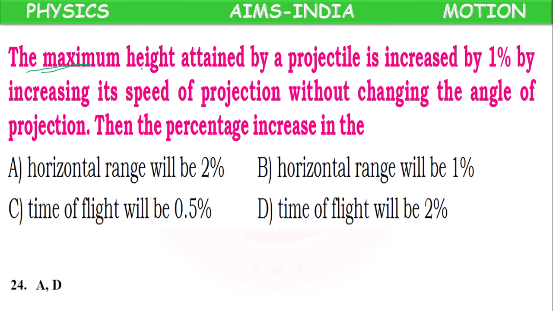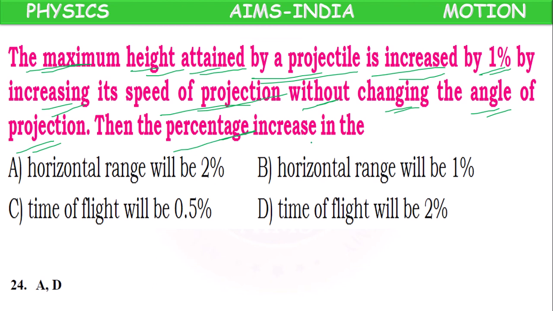So, the maximum height attained by a projectile is increased by 1% by increasing its speed of projection without changing the angle of projection. Then the percentage increase in the horizontal range: 2%, horizontal range 1%, time of flight 0.5%, time of flight 2%.